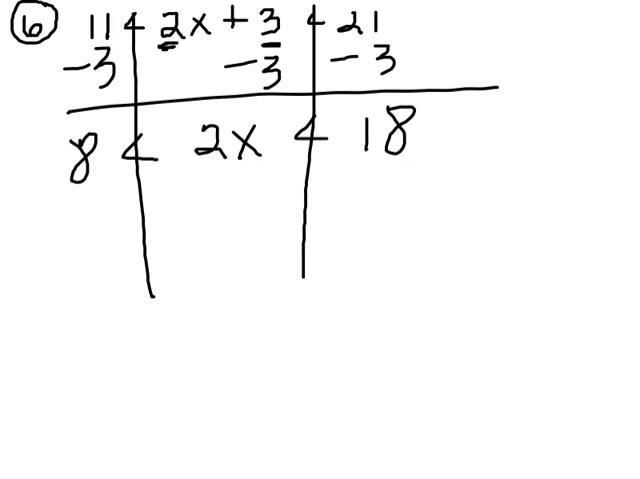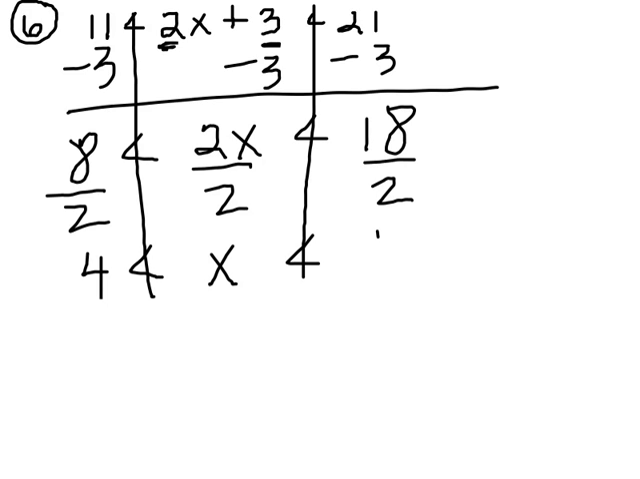Okay, now what we're left with in the middle is 2 times x. The inverse operation of times is to divide by 2, divide by 2, divide by 2. So 8 divided by 2 is 4. And 18 divided by 2 is 9, so x is less than 9.